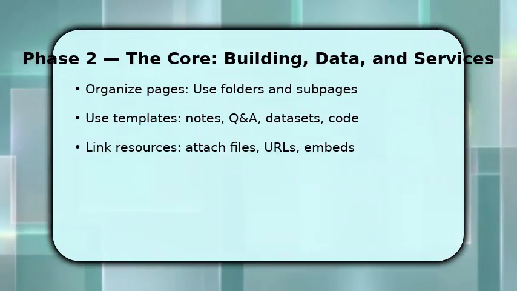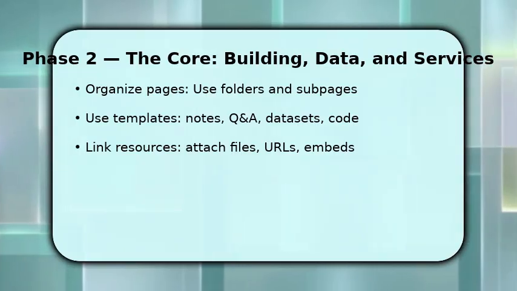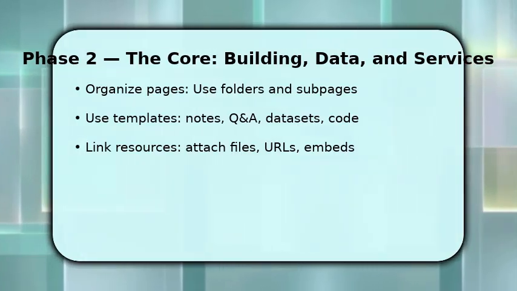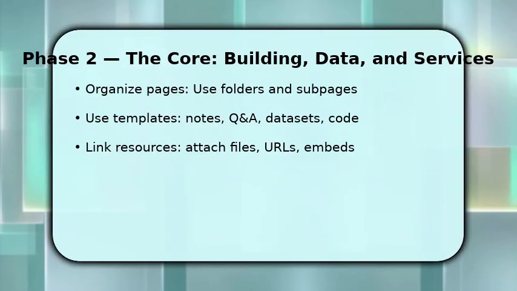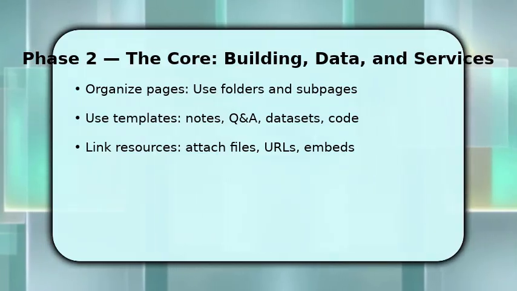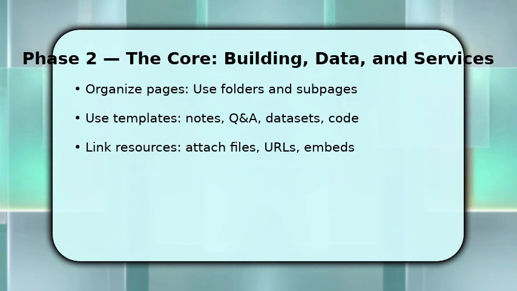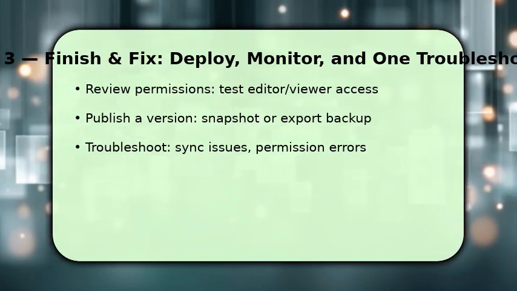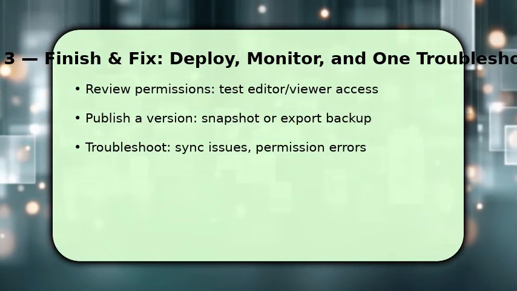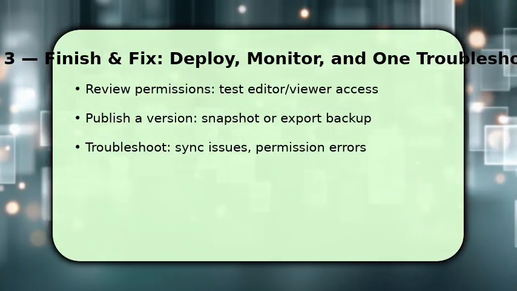Attach images, CSV, or model outputs where relevant. Make sure to add clear headings and a table of contents so collaborators can navigate fast and contribute without confusion. You finish by reviewing permissions and testing editor and viewer access to confirm everyone sees the right content.